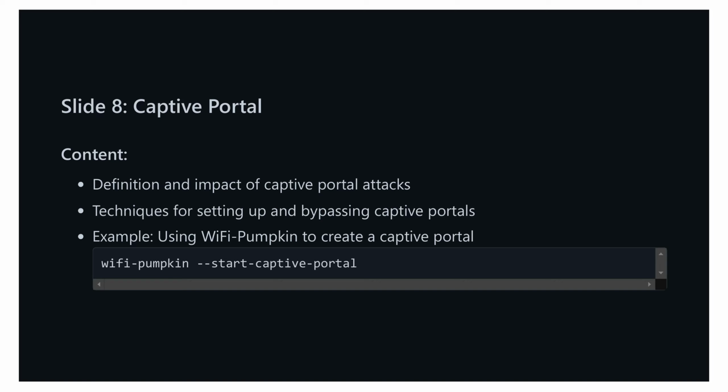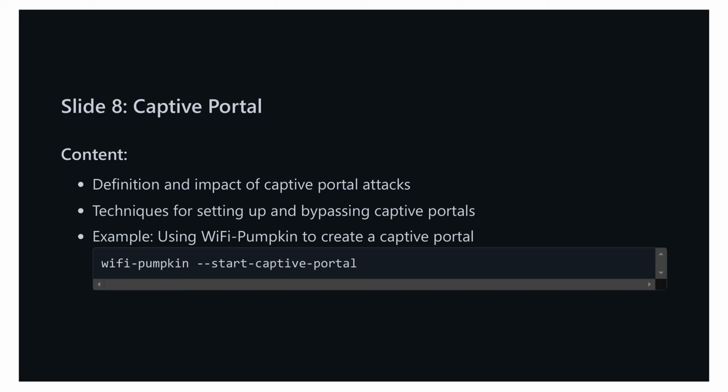Now, let's discuss some techniques for both setting up and bypassing these portals. To set up a captive portal, tools like Wi-Fi Pumpkin can be used. This tool makes it relatively straightforward to create a phishing page that looks legitimate to unsuspecting users. For instance, you can start a captive portal using the following Wi-Fi Pumpkin command: wifipumpkin --start captive portal. On the other hand, bypassing a captive portal can vary in complexity depending on the security measures in place. Techniques such as MAC address spoofing or DNS tunneling can sometimes be effective, but the specifics would require a deeper dive into network security principles.